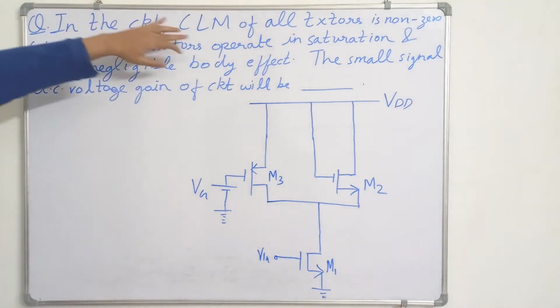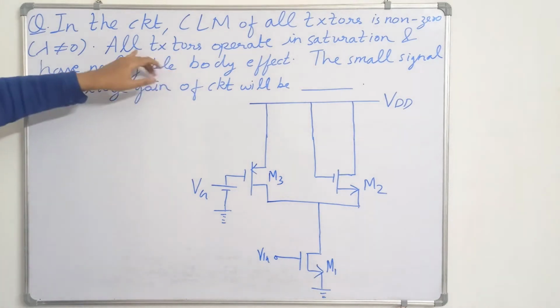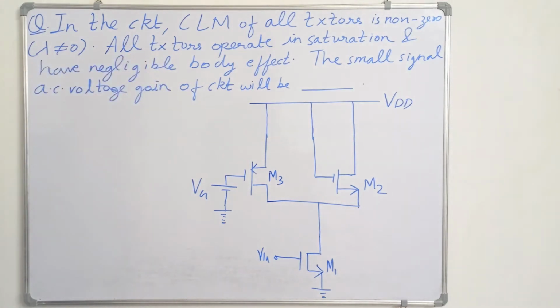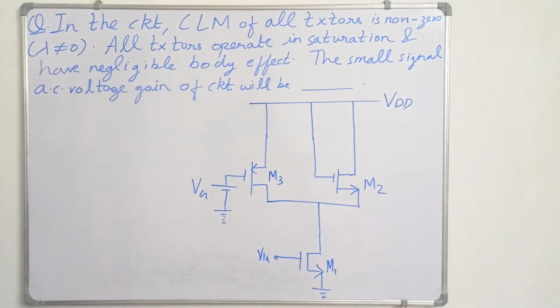It says that channel length modulation of all transistors is non-zero. So we have to consider the channel length modulation effect, and so the output resistance will be finite. We cannot ignore the value of the output resistance here. If there is no channel length modulation, then we can ignore the output resistance, but here channel length modulation is there, so we have to include the output resistance.